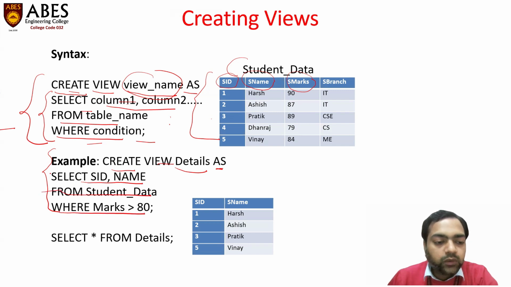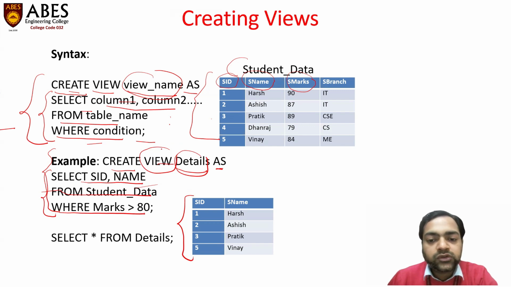So what it will do is create a virtual table based on this select statement, and it will be created as a view named details. Now whenever we want to access only the ID and name of those students whose marks is greater than 80, we do not need to write this syntax, select SID, S name from student where marks is greater than 80, because it will retrieve the information from the whole table, which may have more than 10 or 20 columns and may have 1000 rows, right?